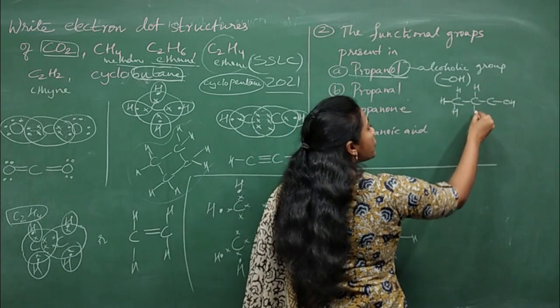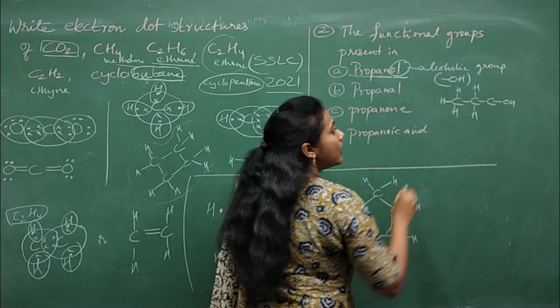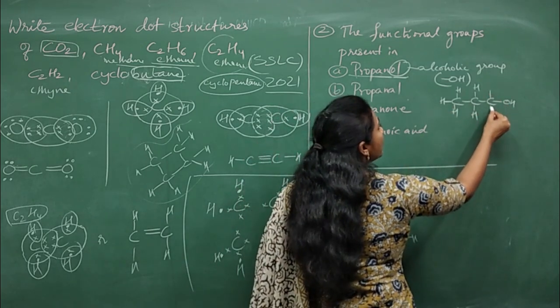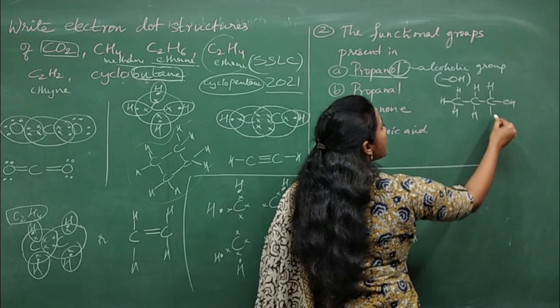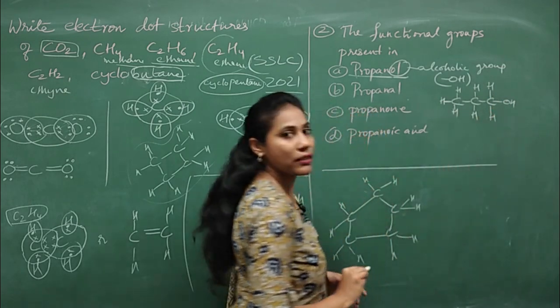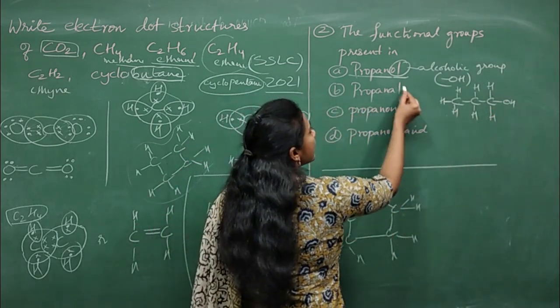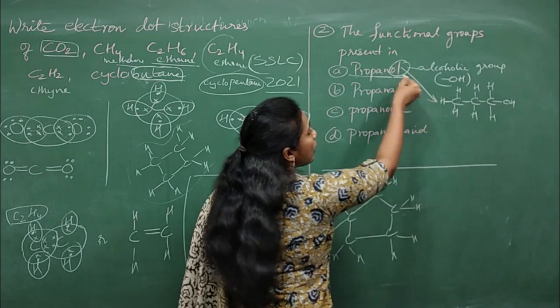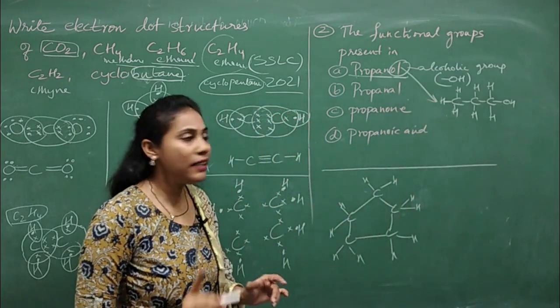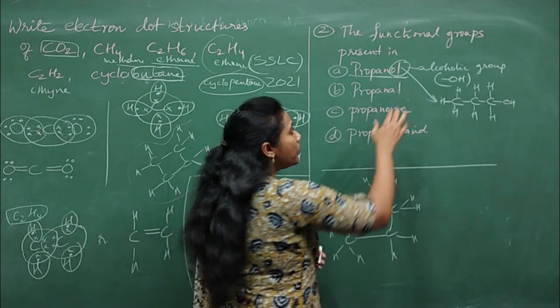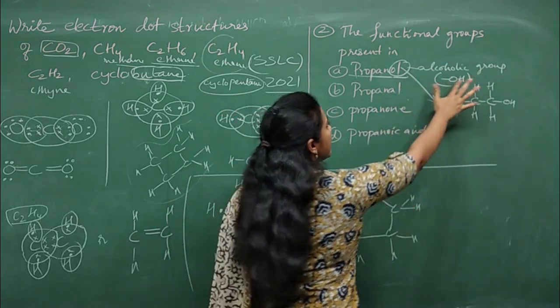So those bonds you will show with hydrogen. Coming to this carbon, again 2 more bonds are required. Those bonds you will show with hydrogen. So this is actually the structure of propanol. Clear? Fine. Which is the functional group present in it? Alcoholic group, that is OH.